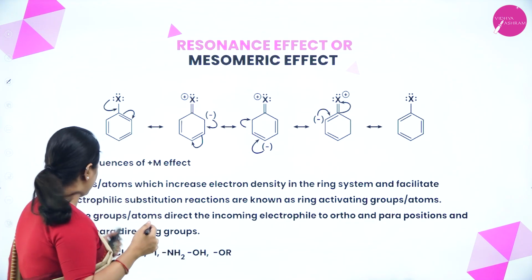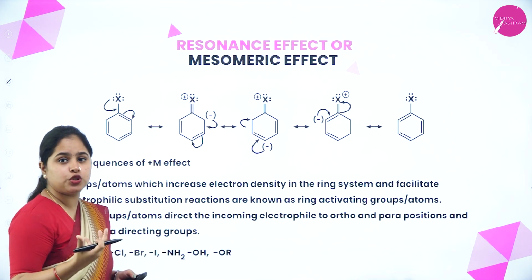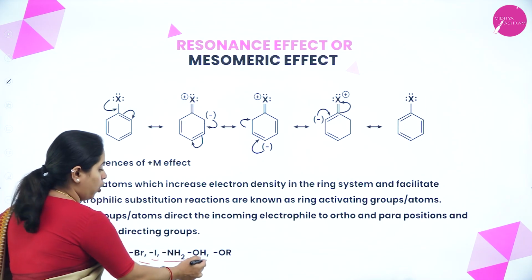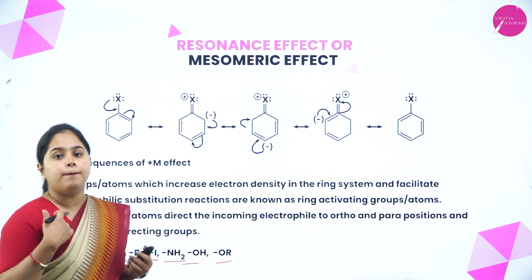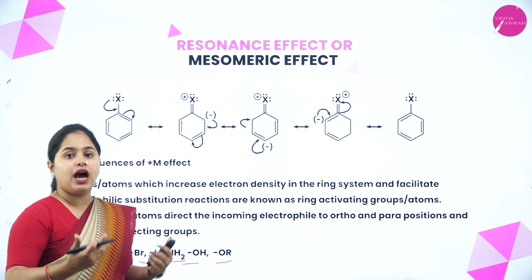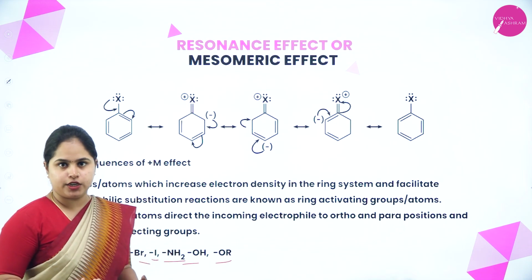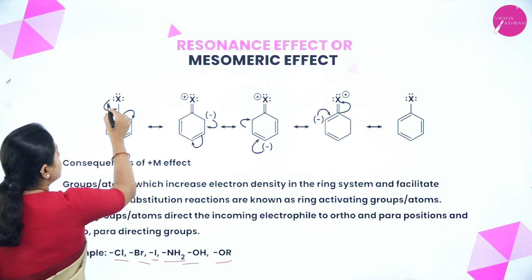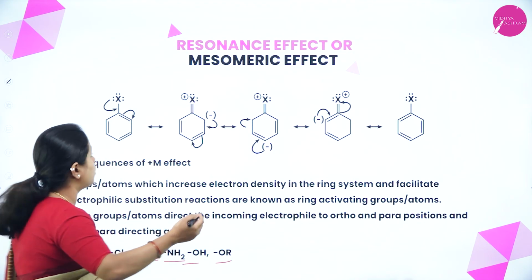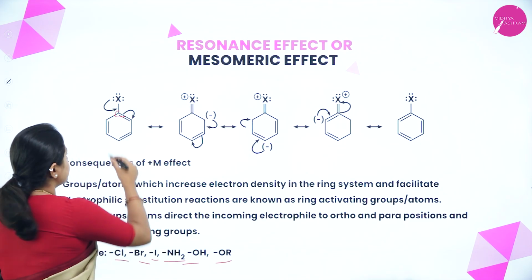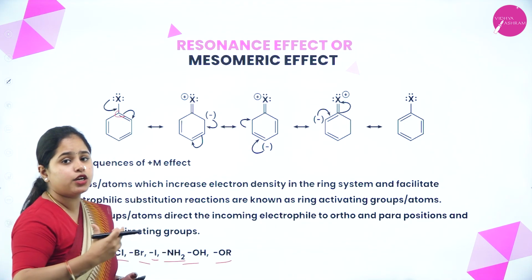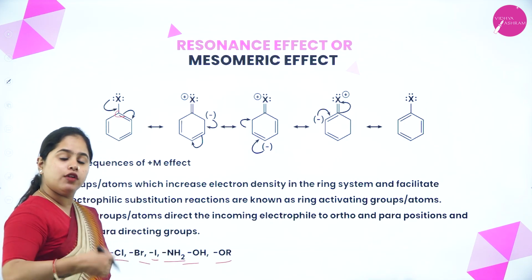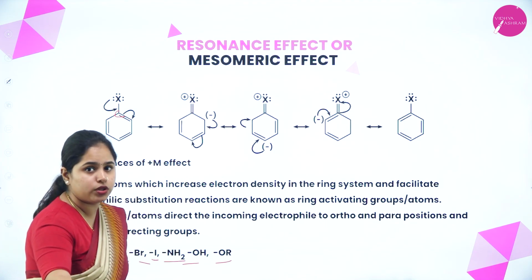As you can see here, a few examples of groups which show this plus R effect are chlorine, bromine, iodine, NH2, OH, OR. All these groups show plus R effect. Yes, they have lone pairs or pi electrons in them. As you can see, X is generally written here. So they shift or give their electrons towards the carbon atom. As you can see, there is a carbon atom here. That is, electrons are taken away from the group which is attached to the conjugated system, or we can also say that the electrons are given to the carbon atom.